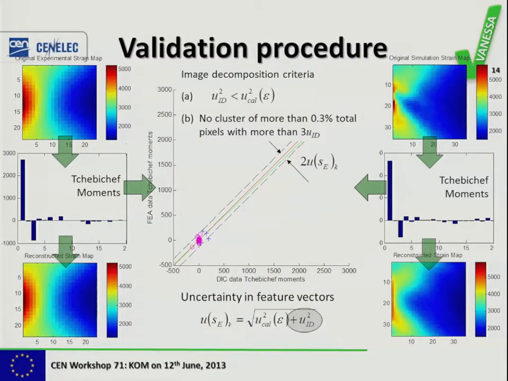We've said that this uncertainty must be less than the uncertainty that we carry from the experiment. And in addition, we must have no cluster that is bigger than 0.3% of the total number of pixels with a value greater than 3 times the uncertainty. So that's my second condition, B there. And so those two things together allow us to define this uncertainty zone. And we can say that a model is valid if all the points plotted on the graph in the center here lie within this uncertainty band.